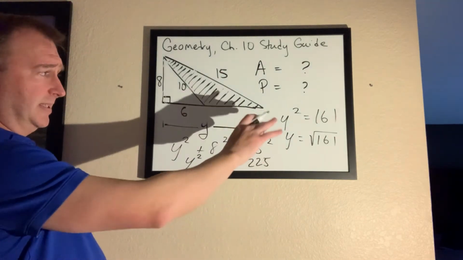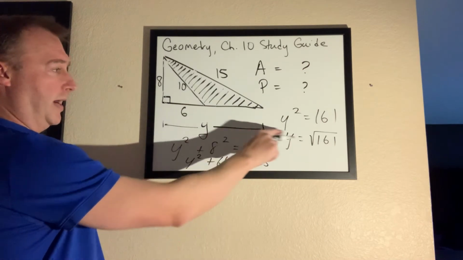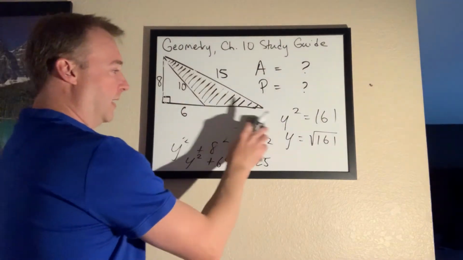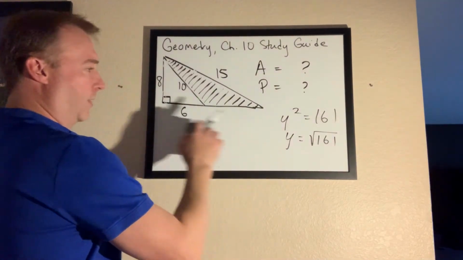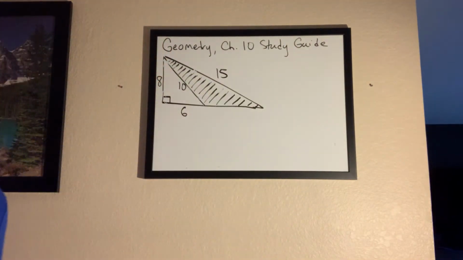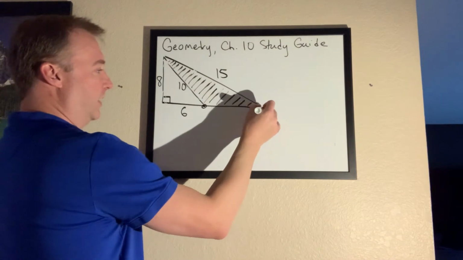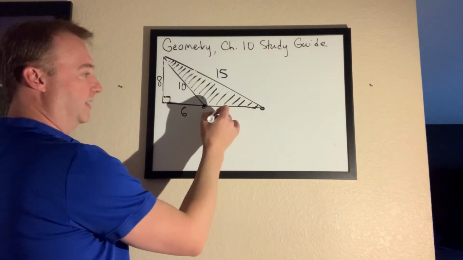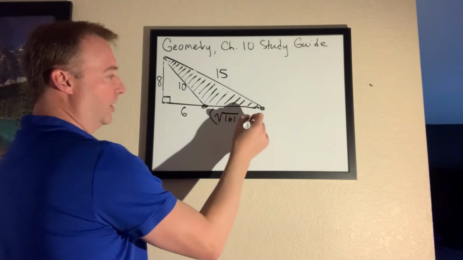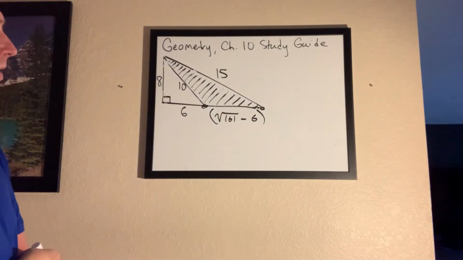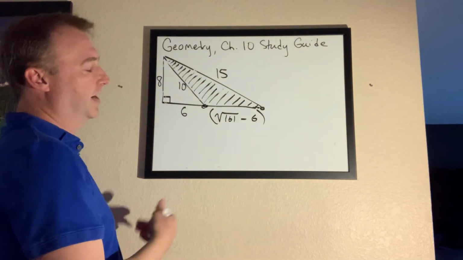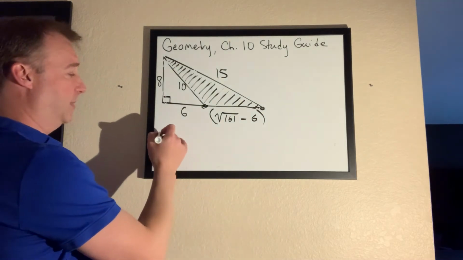I'm going to erase some things here to clean this up, but remember that we got y is root 161. So if that whole length was root 161, this section right here is simply the quantity root 161 minus 6. Well, now we can finish this problem, because we have all the dimensions of our shaded triangle. Let's start with the perimeter. That's going to be easy enough.